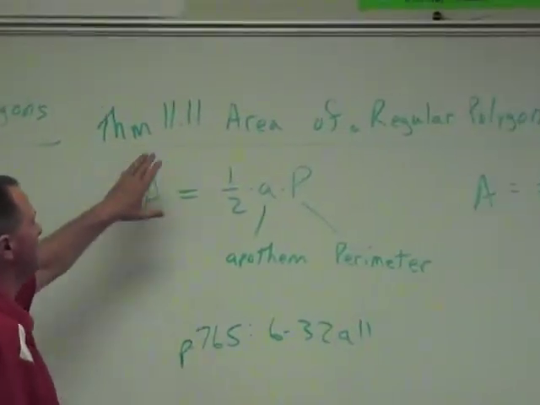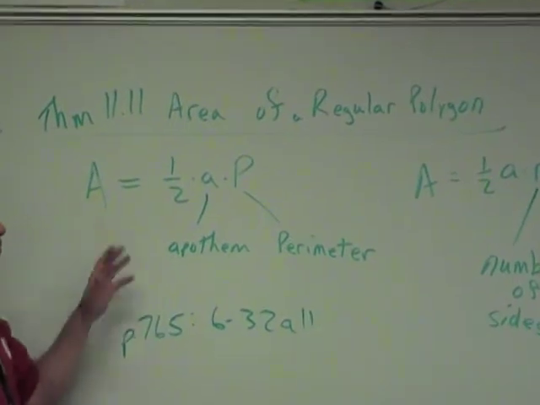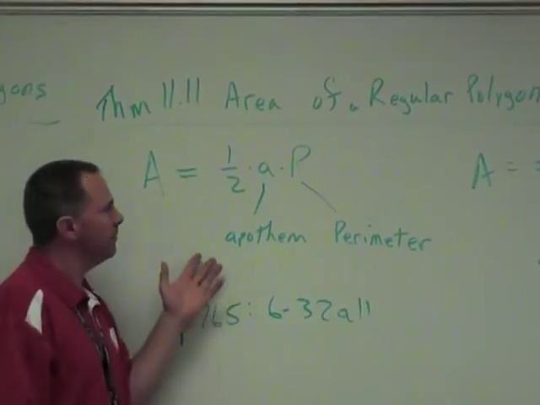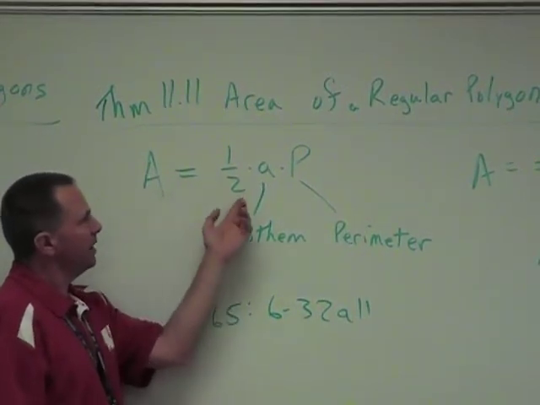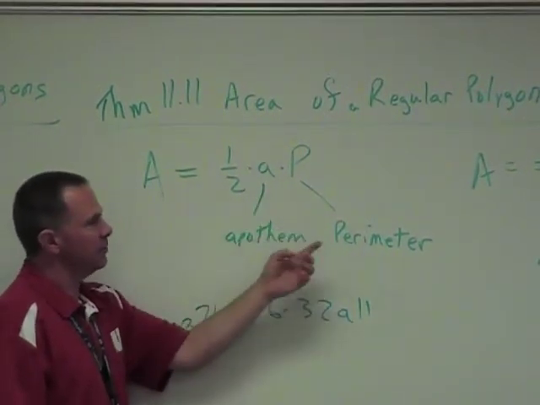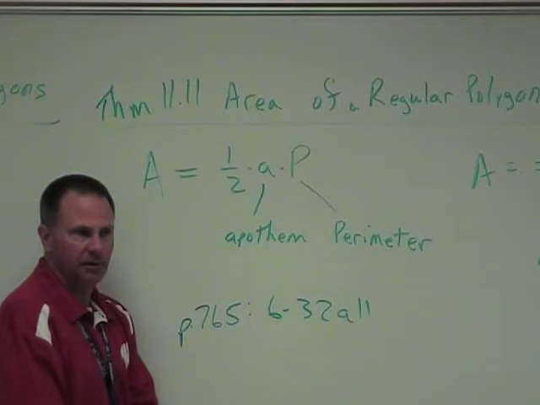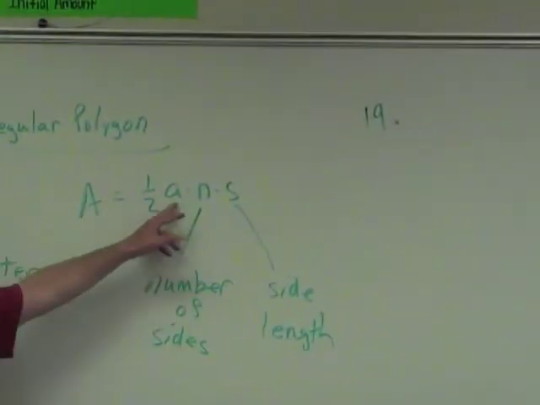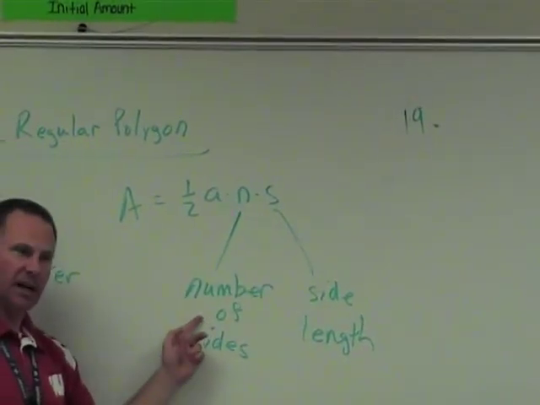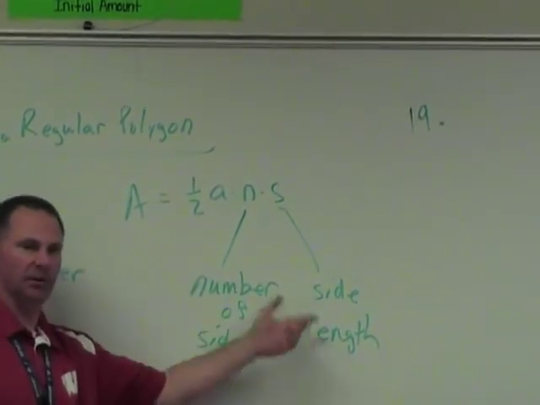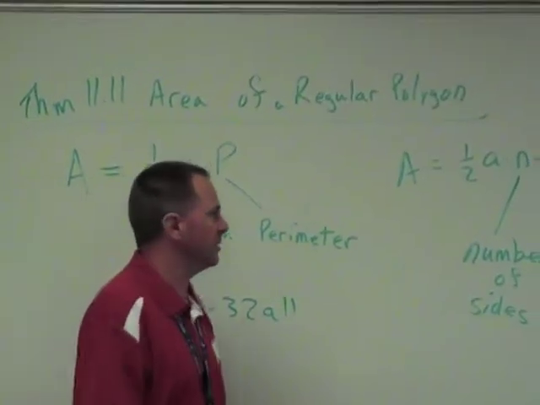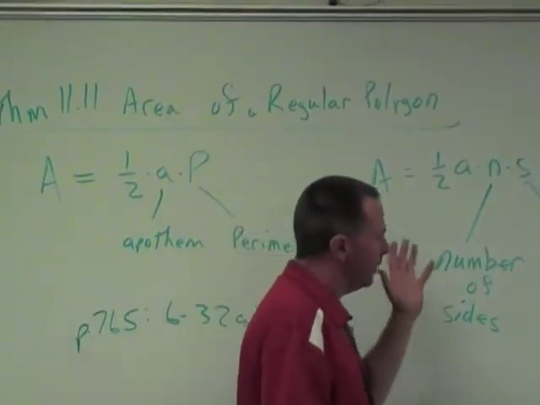Theorem 11.11 is the area of a regular polygon. There's two different ways you can get the area. They're kind of the same, but the area is 1/2 the apothem times the perimeter of your regular polygon. The other one is 1/2 the apothem times the number of sides times the length of the side. Well, the number of sides times the length of the side is your perimeter, right? So they're both kind of the same.